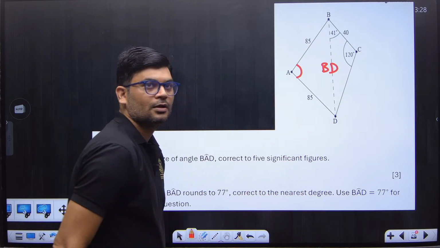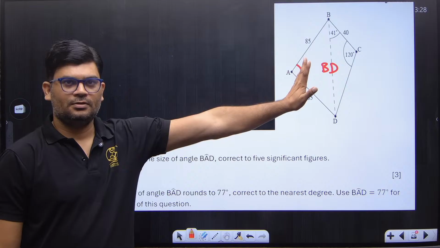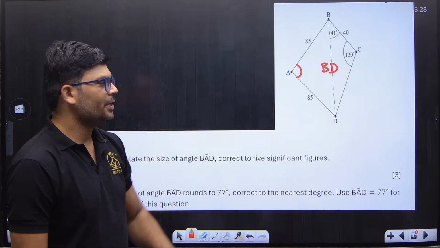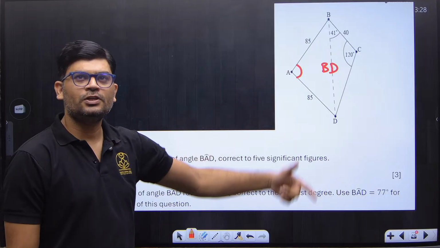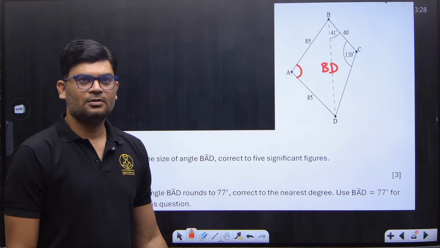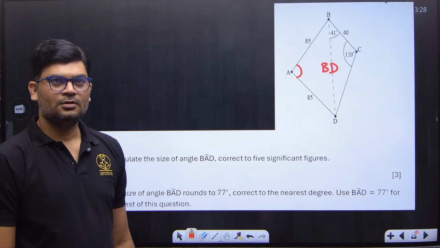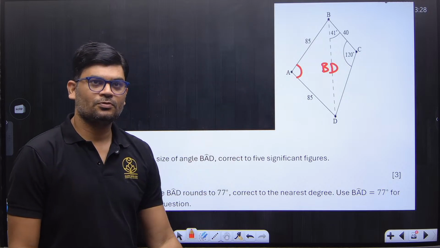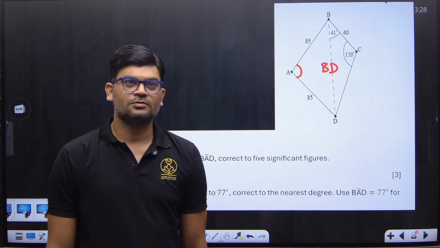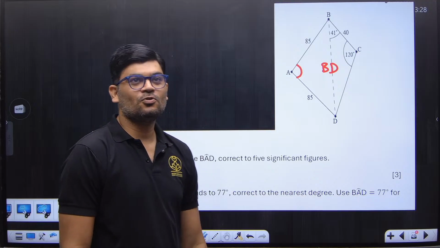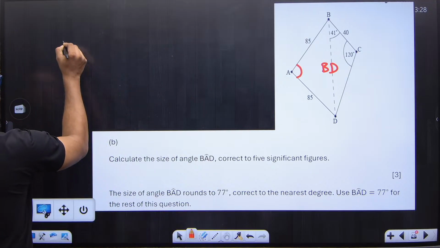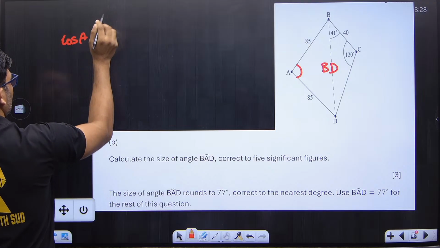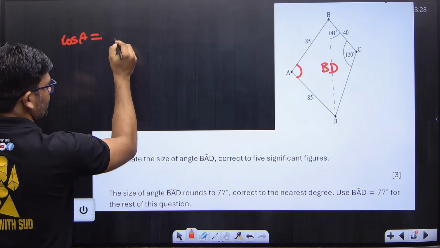Now we know this BD from the previous question. So can we find this particular angle A? Which rule will you use? You have this side, this side, this side. One angle is being asked. Which rule will you use? Cosine, yes, cosine rule. Because cos of A can be found using, please see this.